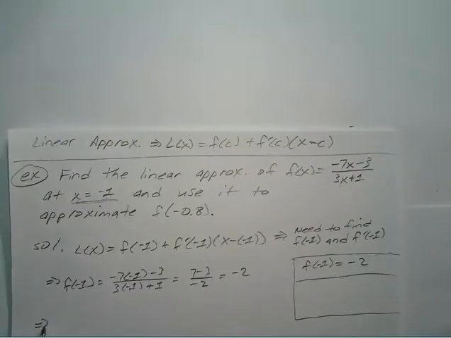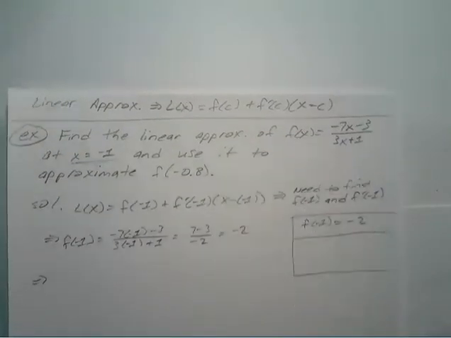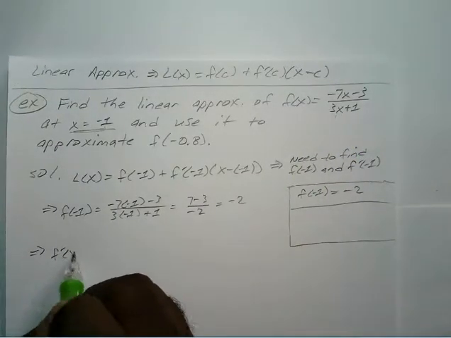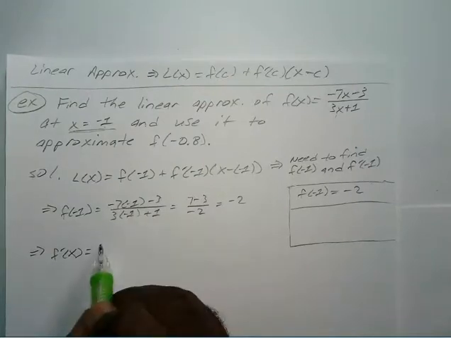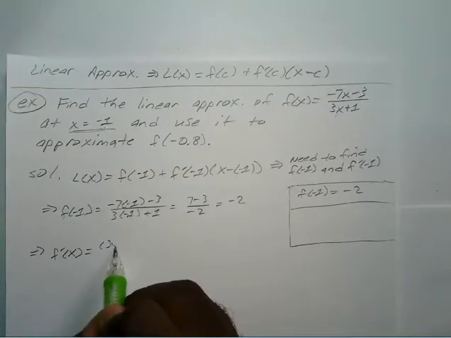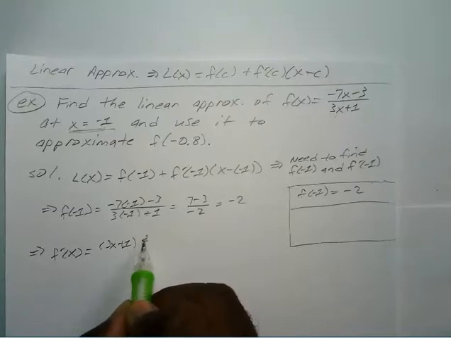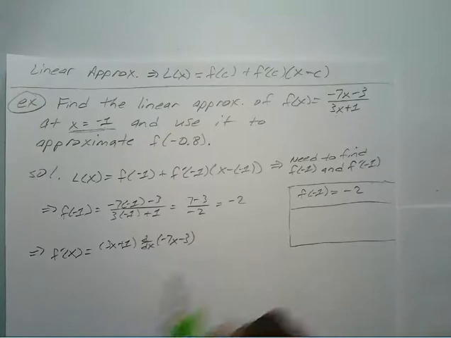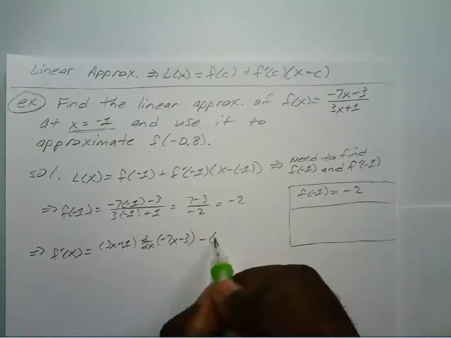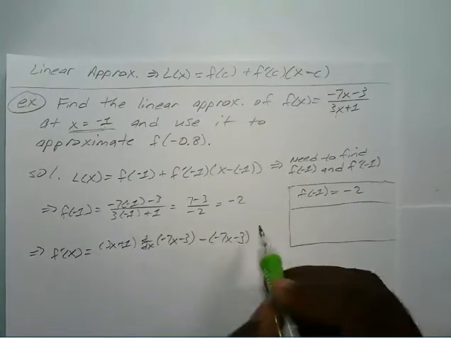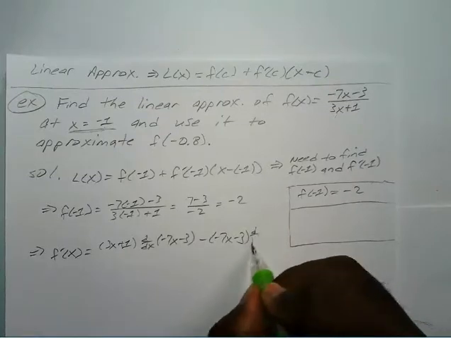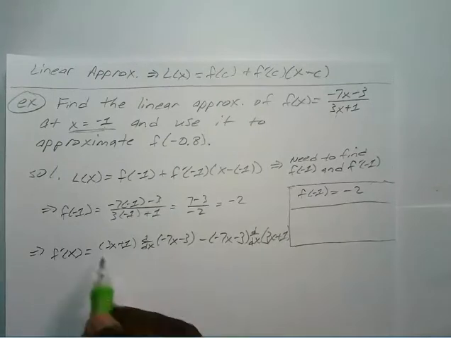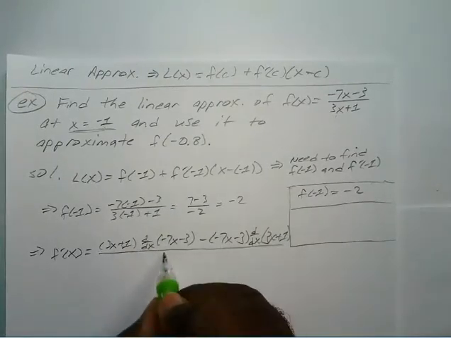So to find f prime of negative 1, we have to find the derivative first. So f prime of x is equal to your denominator, 3x plus 1, times the derivative of your numerator, minus the numerator times the derivative of your denominator, all over your denominator squared.